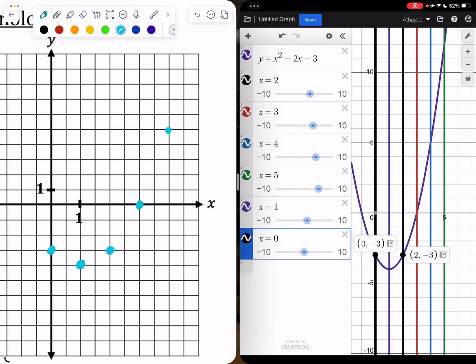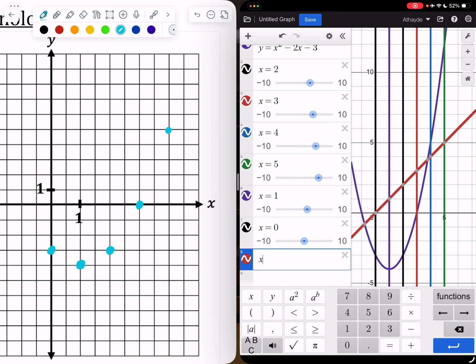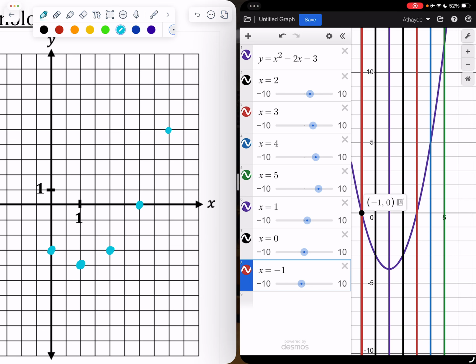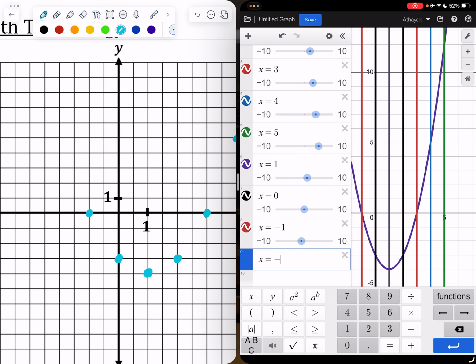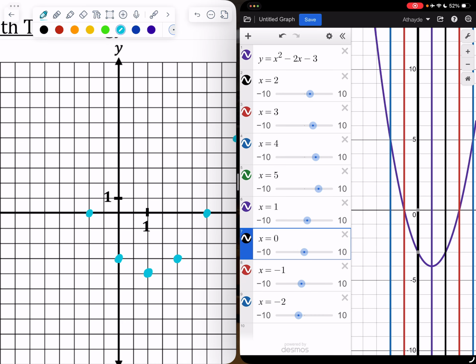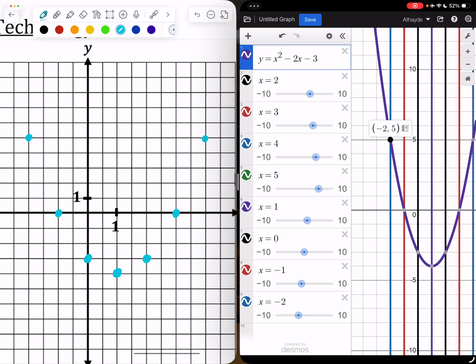And we continue along. What happens when x is -1? Well, that's a y value of 0. And we go further. What happens when x equals -2? That's a y value of 5. And again, we know that the next y value is going to be way too high for us to plot, so that's all we can get with it.